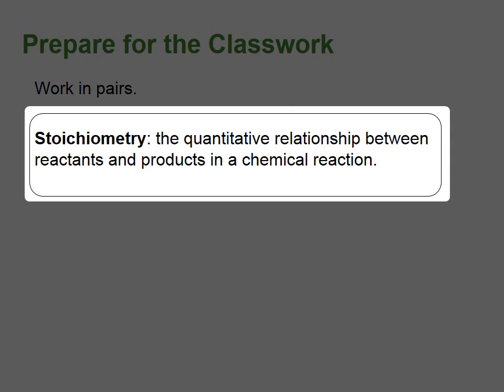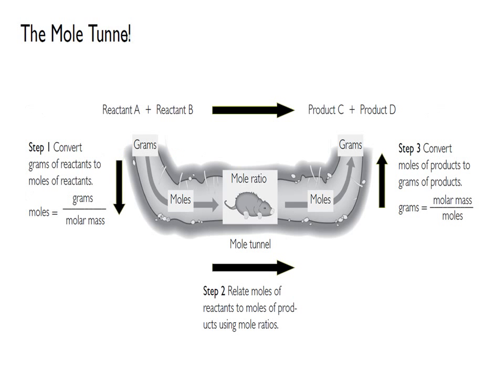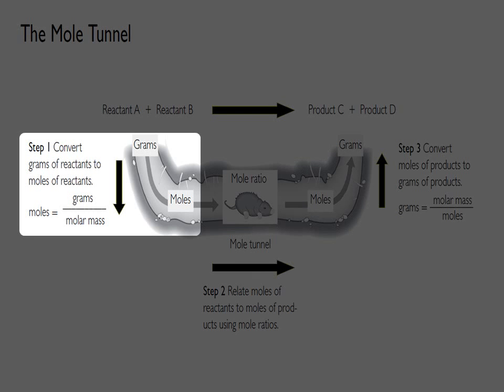Stoichiometry is the quantitative or mathematical relationship between reactants and products in a chemical reaction. The types of problems you worked on in this lesson are called stoichiometric calculations. When working stoichiometric problems, you can't simply convert grams of reactant into grams of product. This is because the relationship between the amount of reactants and the amount of products is based on the number of moles. So if you are given grams of reactants, you must first convert it to moles of reactants.